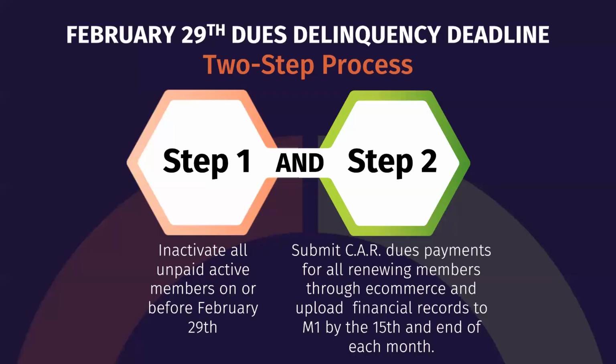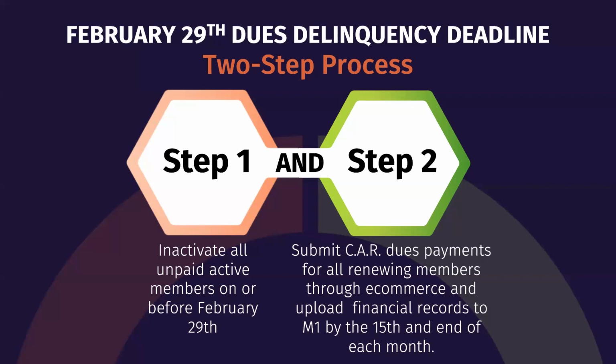So the dues delinquency deadline is a simple two-step process, and it really is simple because step one just requires the association to inactivate all unpaid active members on or before February 29th. The best thing to do is to inactivate well in advance of February 29th.